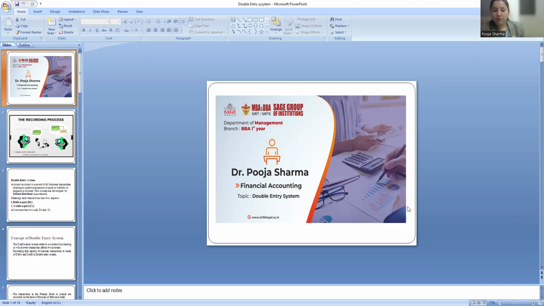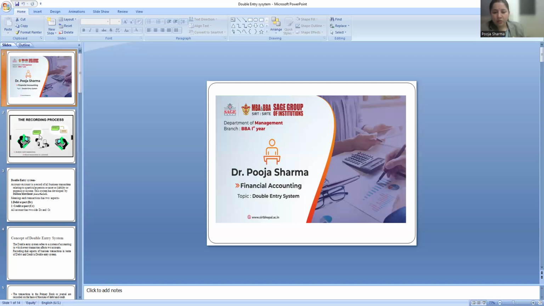Today, I'm going to explain a very important concept: the double entry system. This is part of financial accounting, and this is the base. On the basis of that, you can record the transaction. The double entry system is the rule which helps in passing the transaction, which helps in recording the transaction.